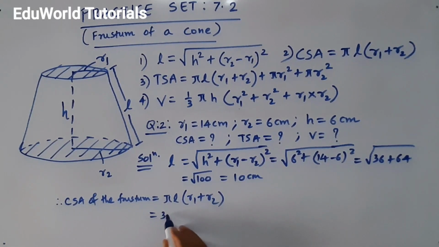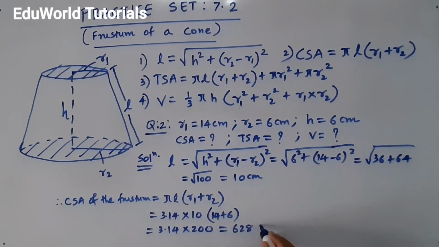So what I will do is put 3.14 for pi, into L which is 10, and the sum of the radii R1 plus R2, 14 plus 6. So simply I will get 3.14 into 10 into 20. 10 into 20 is 200. On multiplying these two zeros I will use them to remove the decimal place. So 314 will become 314 into 2. That is 628 square centimeter. This is the curved surface area of the frustum.